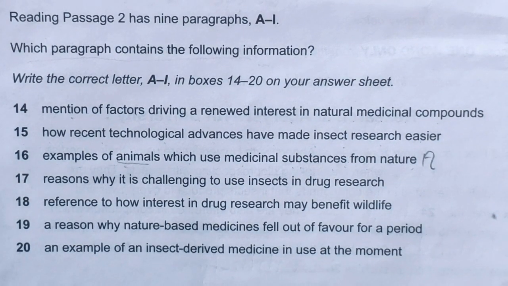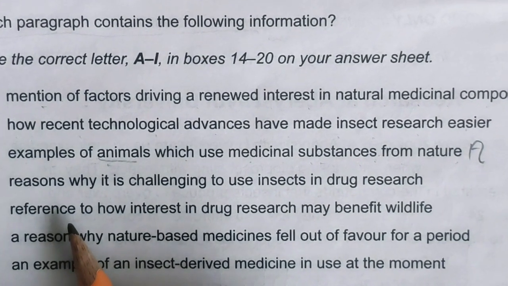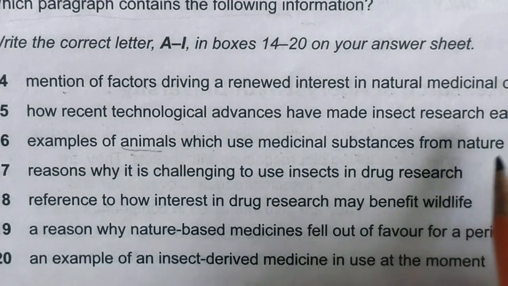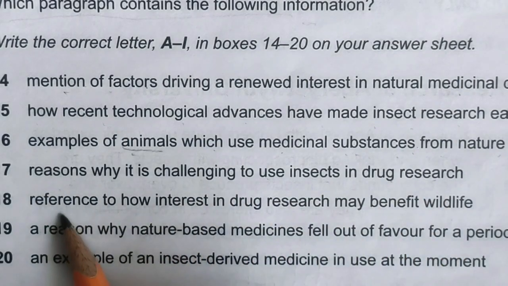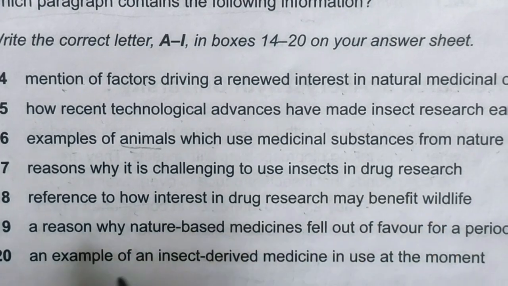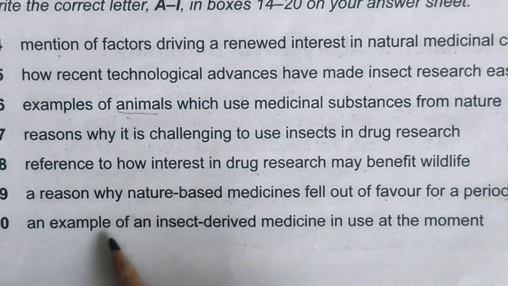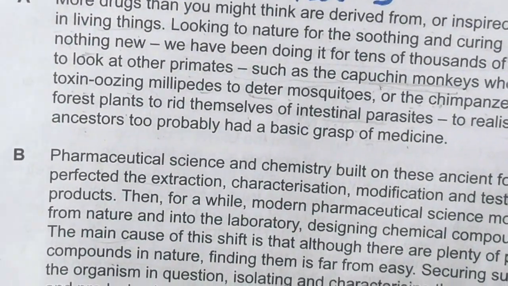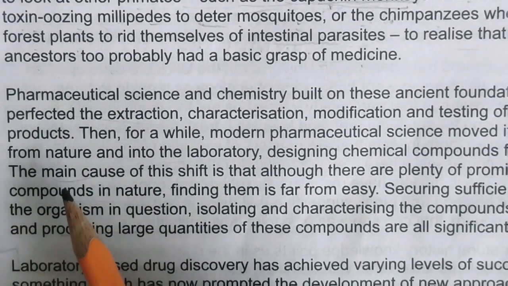I will be writing it here, but of course we can read the other ones also. For one paragraph, only one option would be there. Reasons why it is challenging to use insect drug. No. Reference to how interest in drug research may benefit wild. A reason why nature based medicines fell out of favor for a period. Example of an insect derived medicine in use. No, at the moment means at present they are talking about. So I'm happy that I have found the first answer. Now the second paragraph, B paragraph. Let's read it.